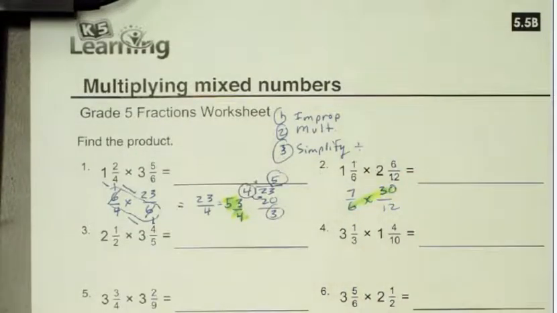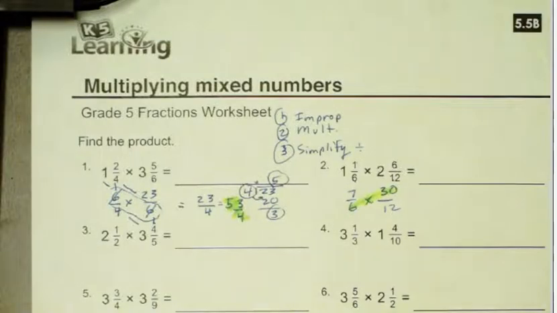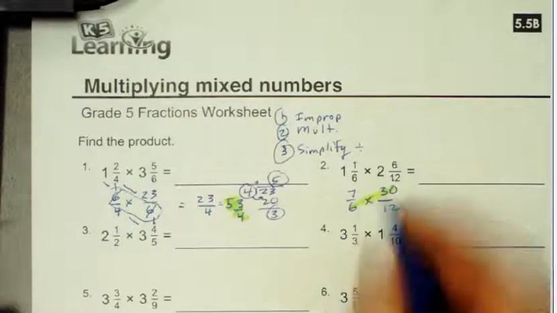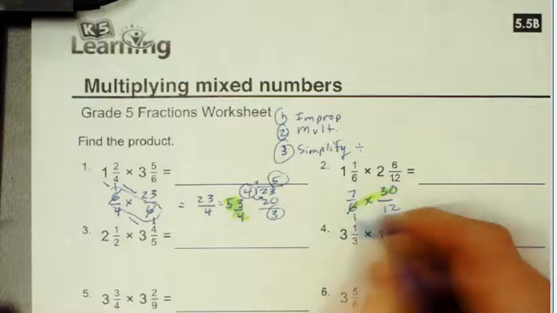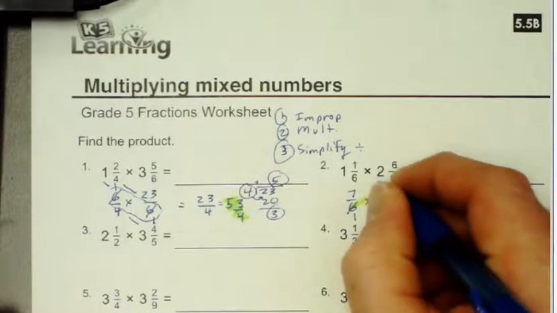Okay. Once again, I can look and I can see this spot right here. These two numbers, they both share a common factor. They share a couple of common factors. They share 2, they share 3, and they share 6. The bigger the number, the easier the work. So let's divide both of these by 6. 6 divided by 6 is 1. 30 divided by 6 is 5.